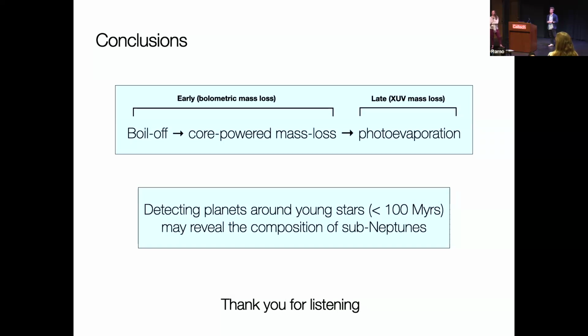Just right behind there. Thank you for the great talk, James. I was wondering, what is the time scale for the transition between the process of core-powered mass loss and photoevaporation, and how would that change according to the stellar spectral type?